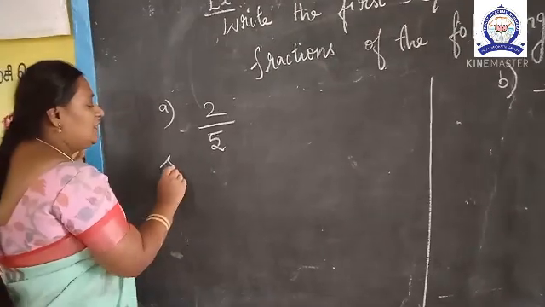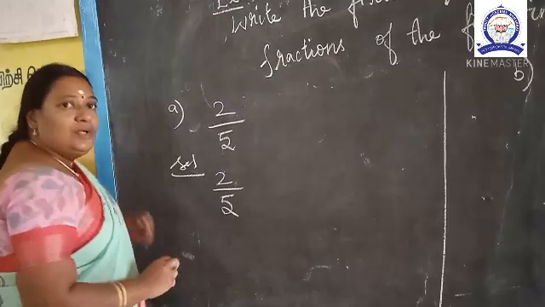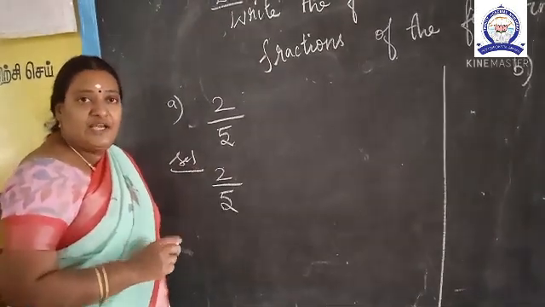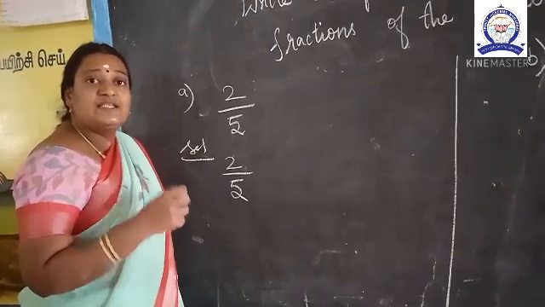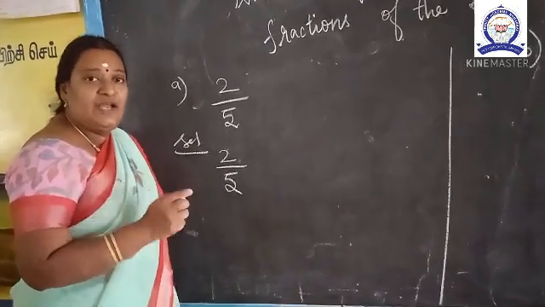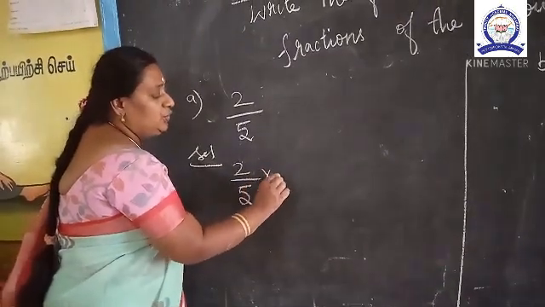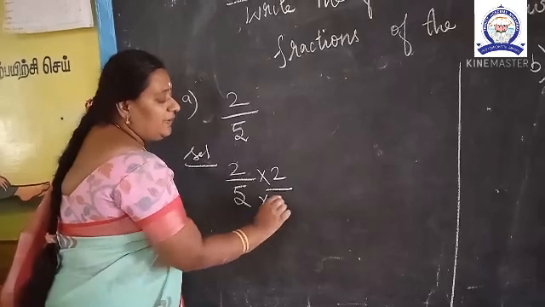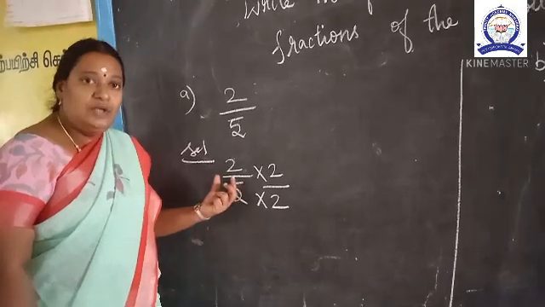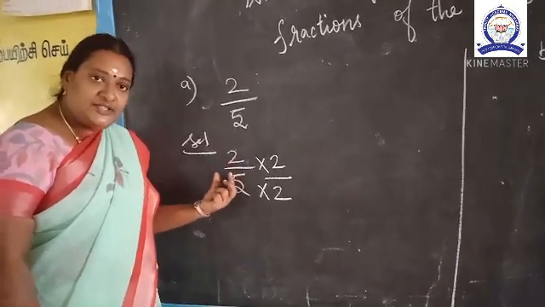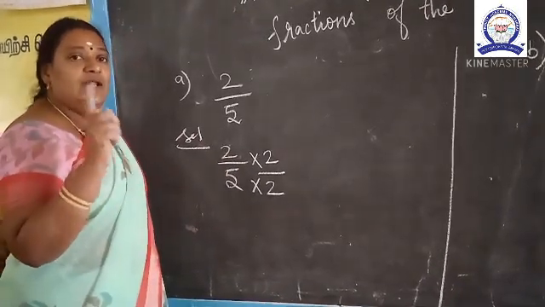Okay. So how will you find the solution? You write the given fraction. To find an equivalent fraction, I told you, you multiply the numerator and denominator by the same number. Multiply or divide. We are going to multiply. What do we do to find an equivalent fraction? Multiply or divide that fraction with the same number, numerator and denominator both by the same number.